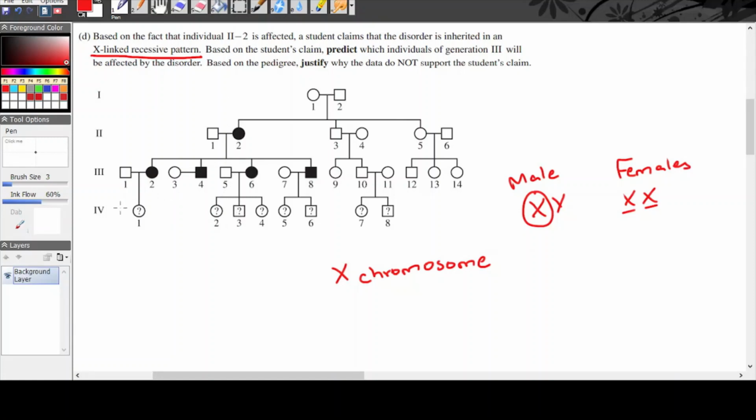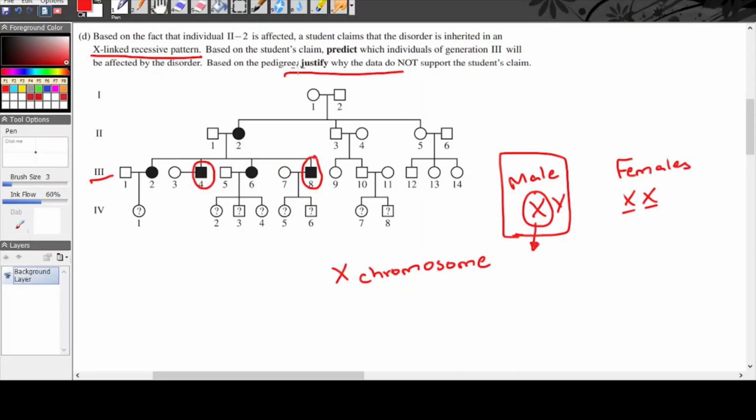So now, based on the student's prediction of the X-linked recessive pattern, the only individuals that would be affected from generation 3 would be individual 3-4 and individual 3-8, because these are the only two males that have been affected already by the disorder. And since we talked already that males are the ones that contain XY sex chromosomes, there is a 100% chance that they will develop the disease because they only contain one X chromosome.